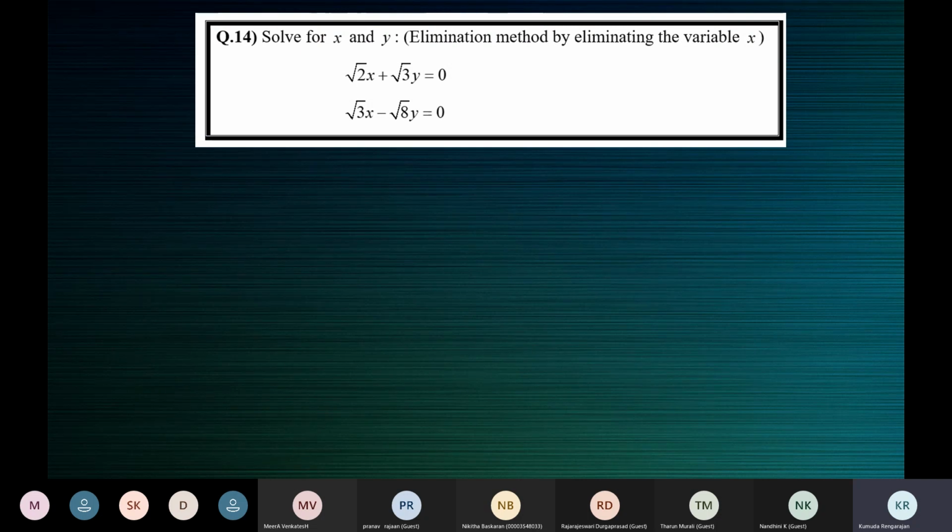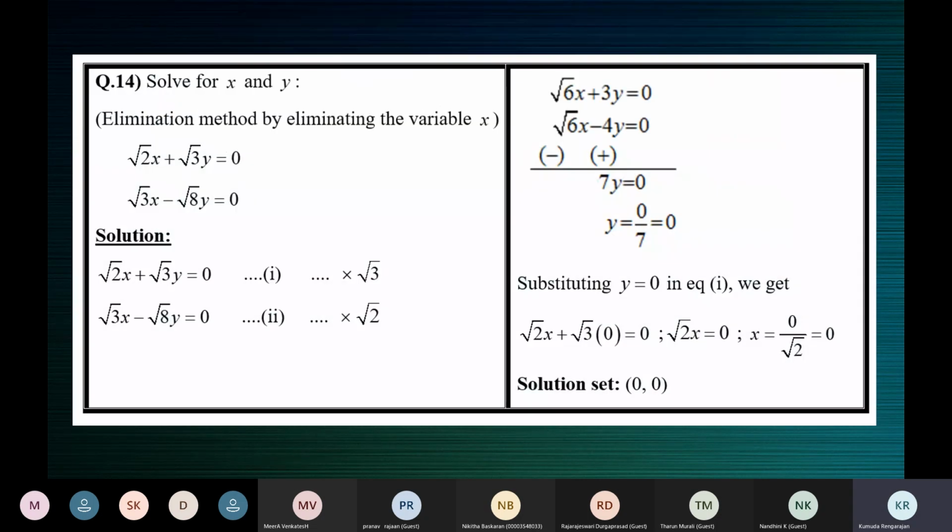So this is similar, children. Please understand. I'll show the answer slide. Please understand the answer. Any questions, ask me.